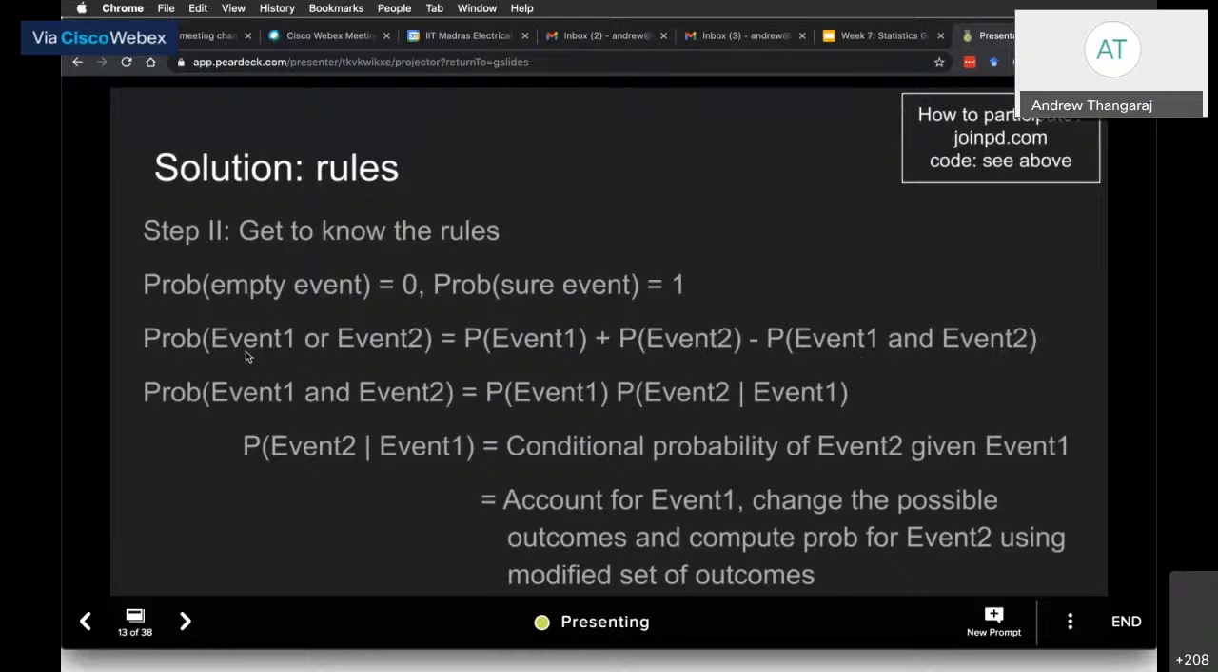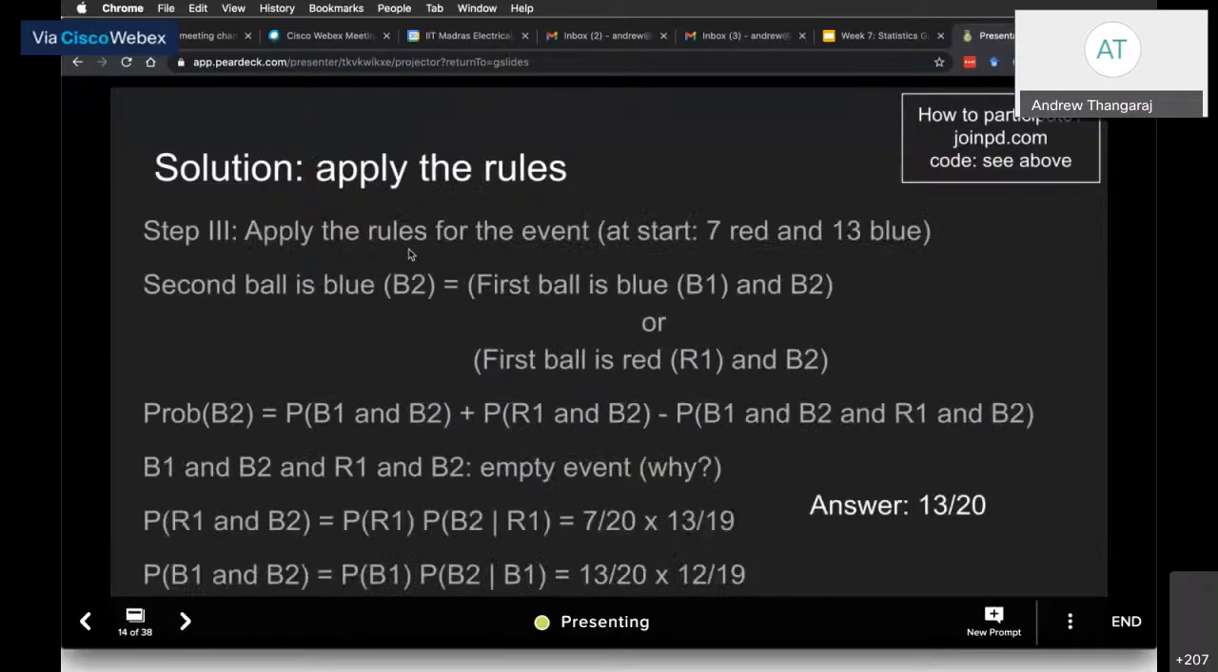If you have, in any case, event 1 or event 2, the rule is that the probability is equal to probability of event 1 plus probability of event 2 minus probability of event 1 and event 2. That's it. This is a rule. Just accept this rule, and then use it when you have this kind of event.